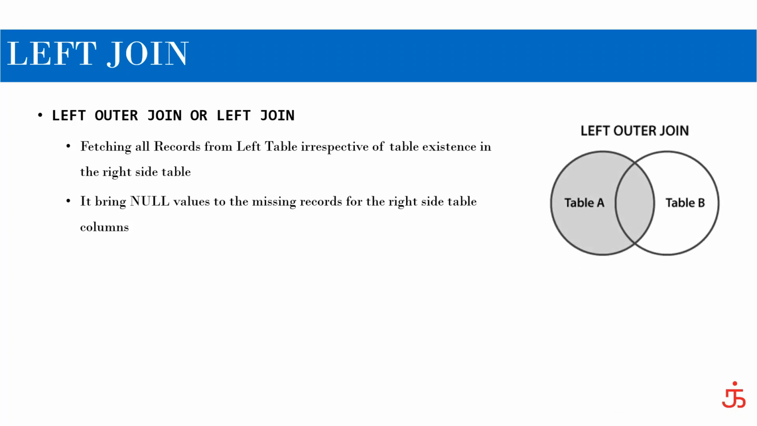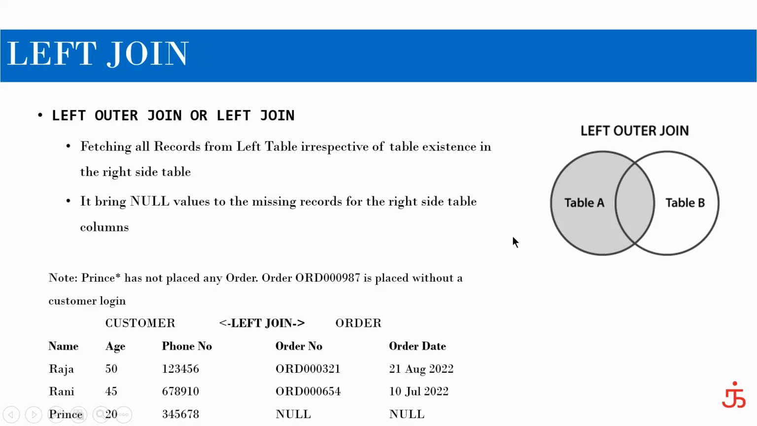So this is an example using a Venn diagram. It is going to bring all the records from the left side table, and it is going to bring matching records from table B, and it is going to show null value for all the table B missing records. For example, as I mentioned, Prince is a customer. He has not yet placed any order. His record is there only in the customer master table. So if I use left join customer, it will show the left side table record. For the right side table, for those matching records, it will show value. But for the missing record, it will show null value. So this is how the left join will work, right? It will bring all the records from the left side table.